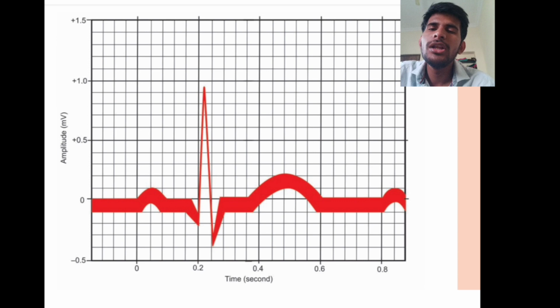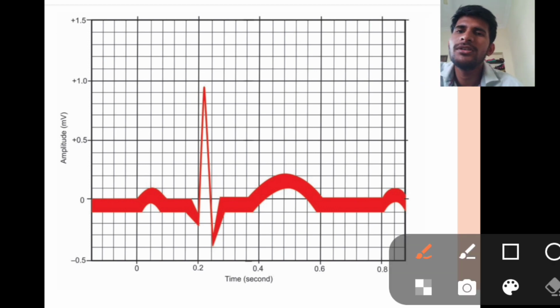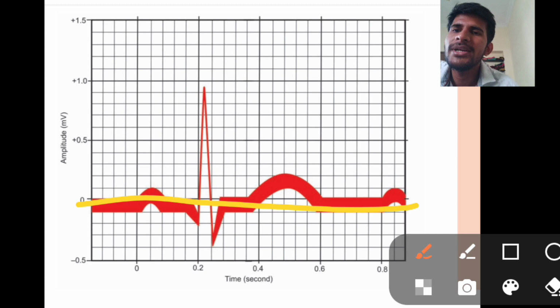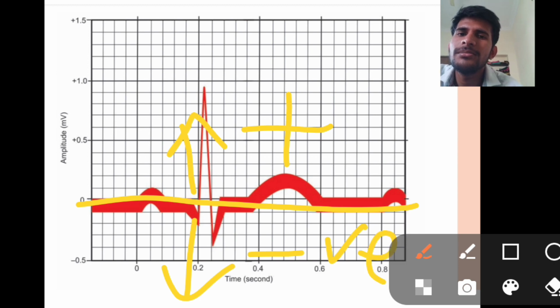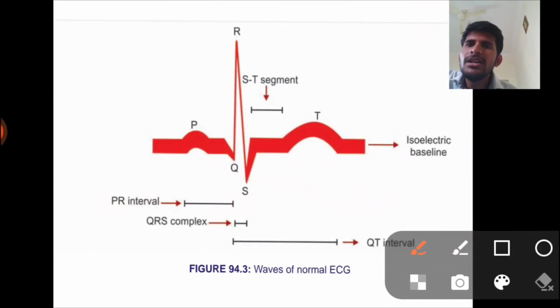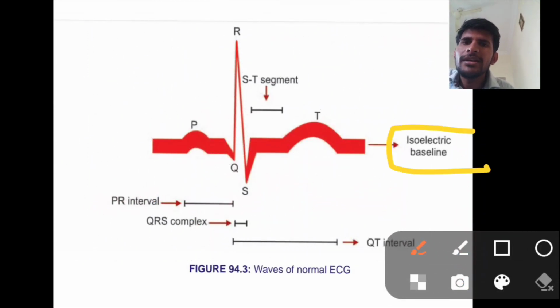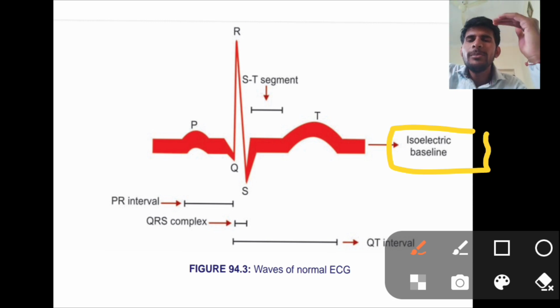How does ECG look on a graph? Here you can see the ECG on a graph paper. Take this as a baseline. The graphs which are going up are taken as positive, and those going down will be negative. So this is the isoelectric baseline. The waves which are going upside will be positive. The waves which are going downside will be negative.